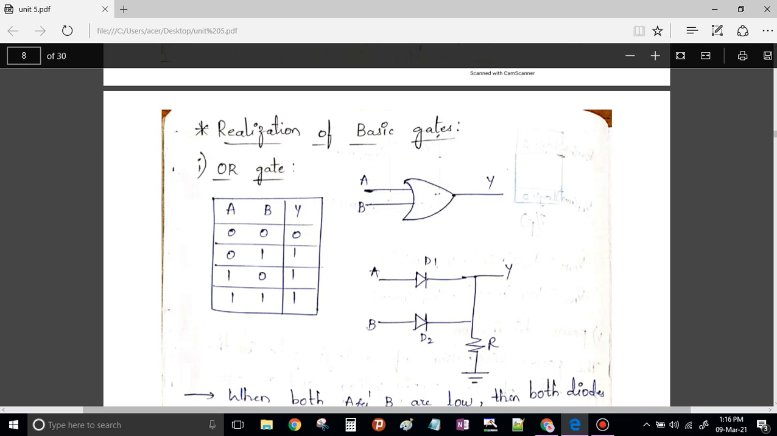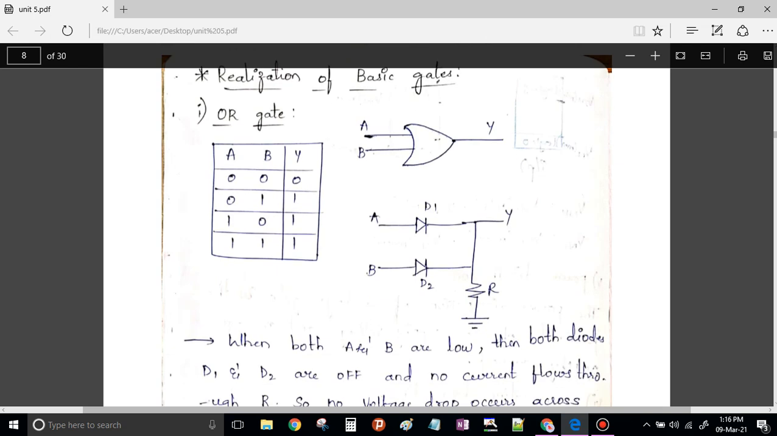We know the symbolic representation of the OR gate is like this, and the truth table of the OR gate is this, which says that if any one of the inputs is high, the output is high, and when both the inputs are 0, the output will be 0. We are well aware that the OR gate is nothing but the addition of two digits. Now let us see how this truth table gets verified with this diagram.